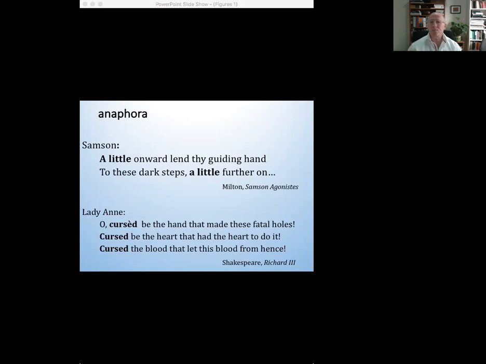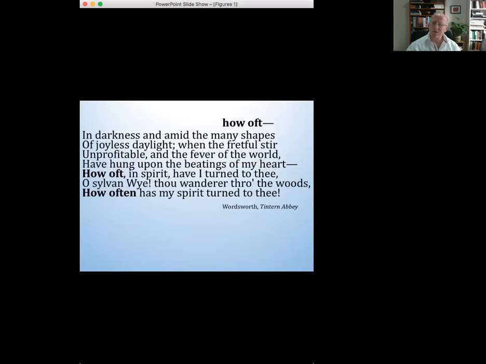Right? In this case, conspicuous lines, all beginning with the same word, cursed. And I think clearly the effect is that anaphora conveys her hatred and her bitterness, her intense hatred and anger in the face of the man who has murdered her husband and father-in-law. But notice, this figure can also have a very different effect, as it does in Wordsworth's Tintern Abbey.